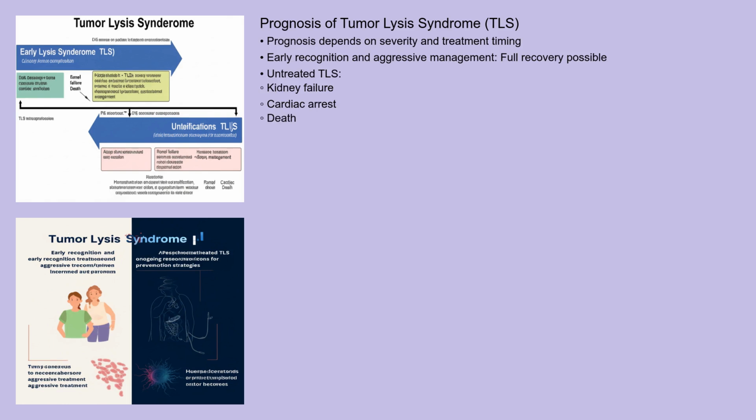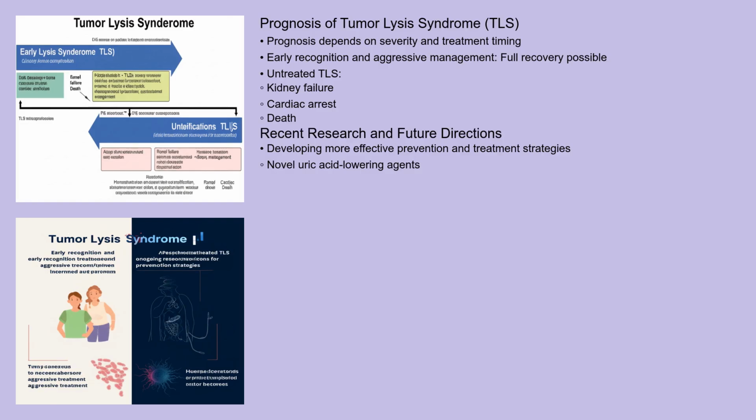Recent research focuses on developing more effective strategies for prevention and treatment, including novel uric acid-lowering agents and improved dialysis techniques. Scientists are also exploring ways to predict and stratify patients at risk of developing TLS to personalize preventative measures.